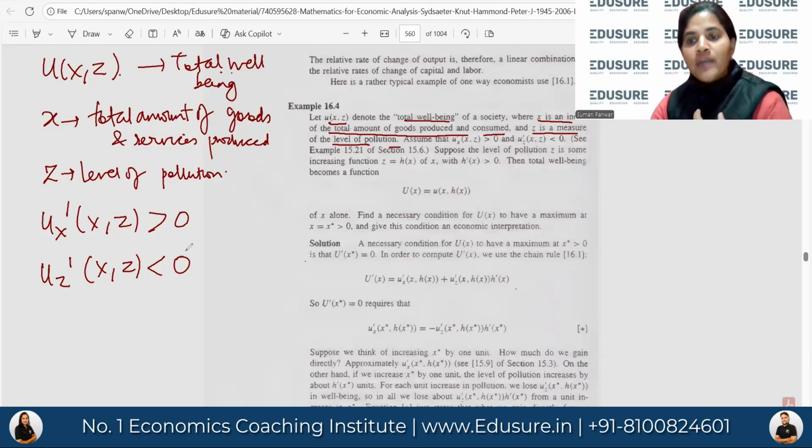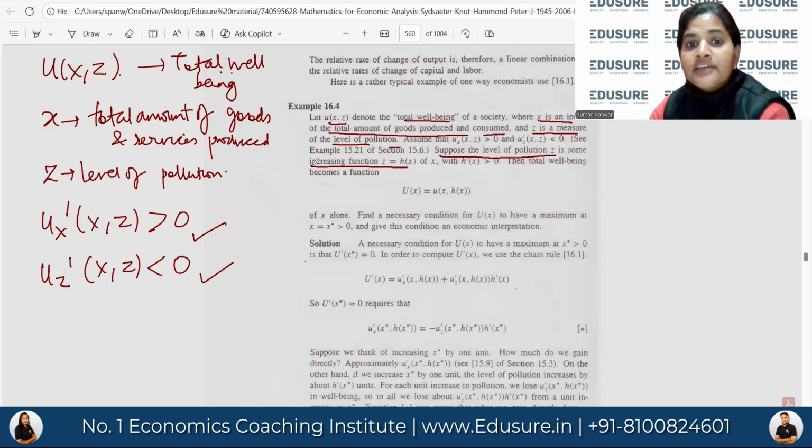Okay, that is also an indicator of your happiness or well-being, your health. So this is positive, this is negative. Now suppose the level of pollution is some increasing function of x. What are they saying? That level of pollution is an increasing function of x. What does it mean? It means h dash x is positive.